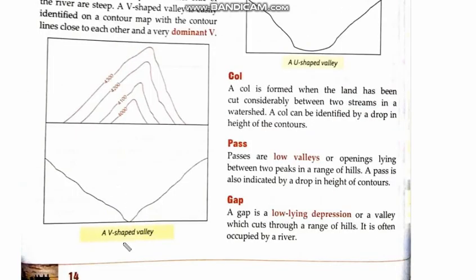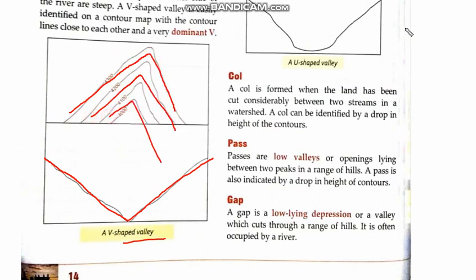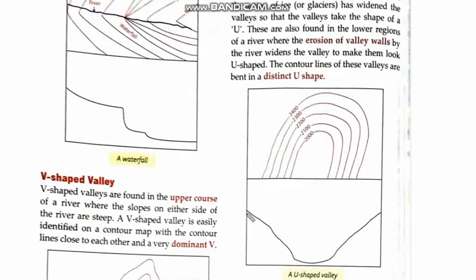Now next is V shape. As you can see this shape, a V-shaped valley, and you can make it easily in a V shape. I hope you can. These are very much easy. Now U shape. U shape also you can make like this. You can make the contour lines in the U shape, and in the V shape you can make the contour lines in the V shape.